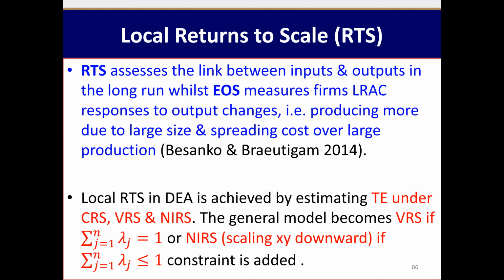You can have a situation where the entire technology is exhibiting constant returns to scale, but then some of the firms are not exhibiting constant returns. They are exhibiting decreasing returns or increasing returns. So this is at the individual firm specific level, and that is where I want you to understand. Exactly, David. So the local returns to scale is firm specific.